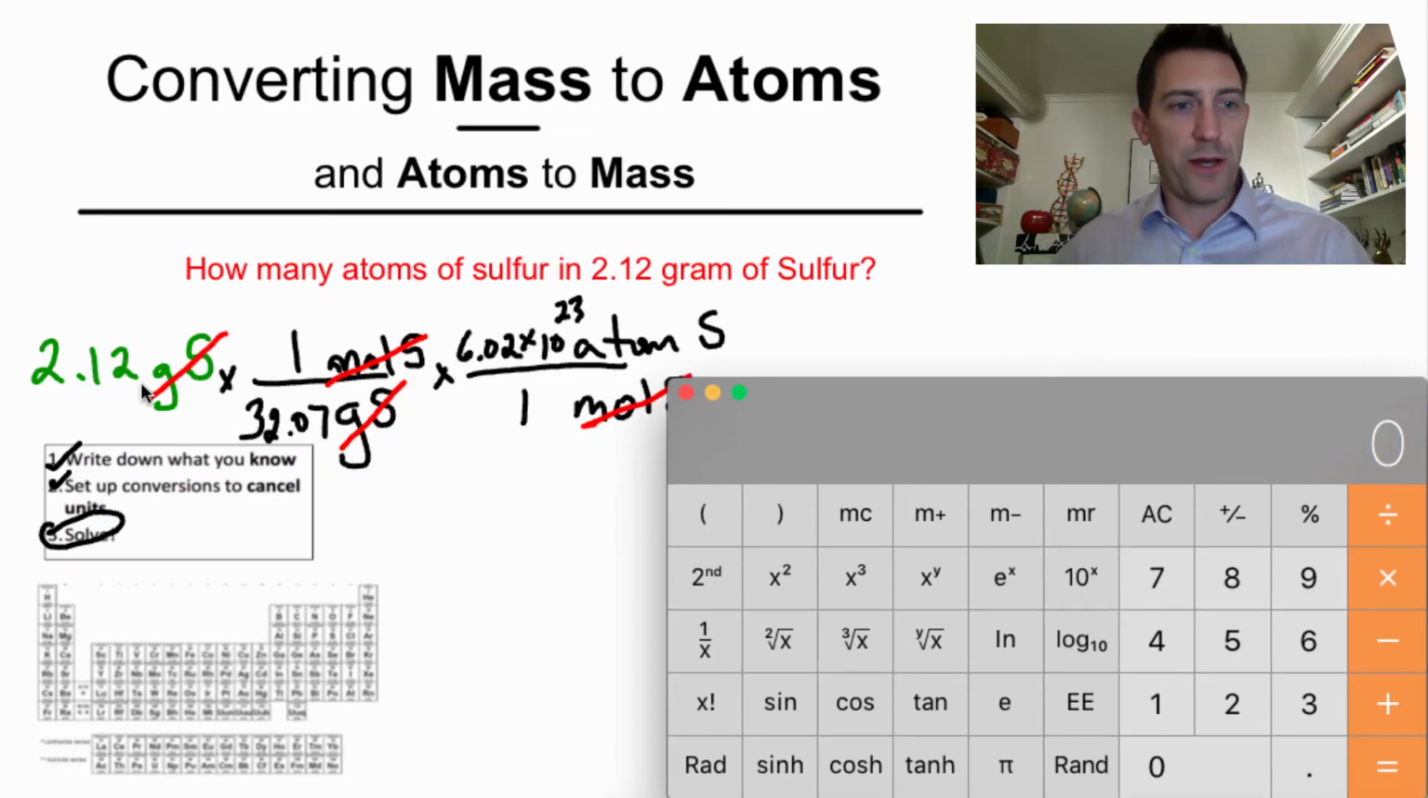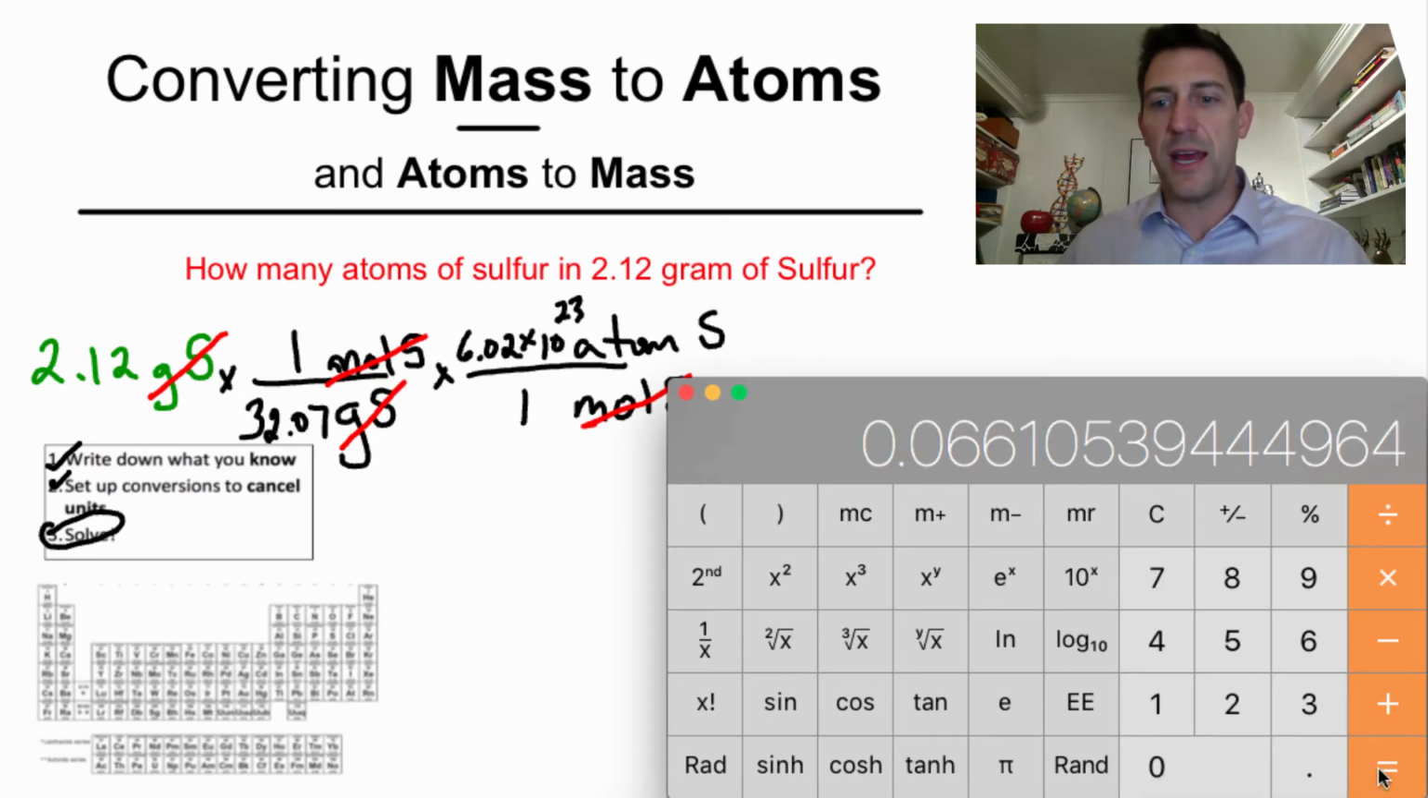And I'm going to work my way right down through here. I've got 2.12 times 1, but I don't need to do the times 1. So I'm just going to do directly divided by 32.07. I'm going to hit enter just because this calculator doesn't keep track in sequence unless I use parentheses, but I don't need to.